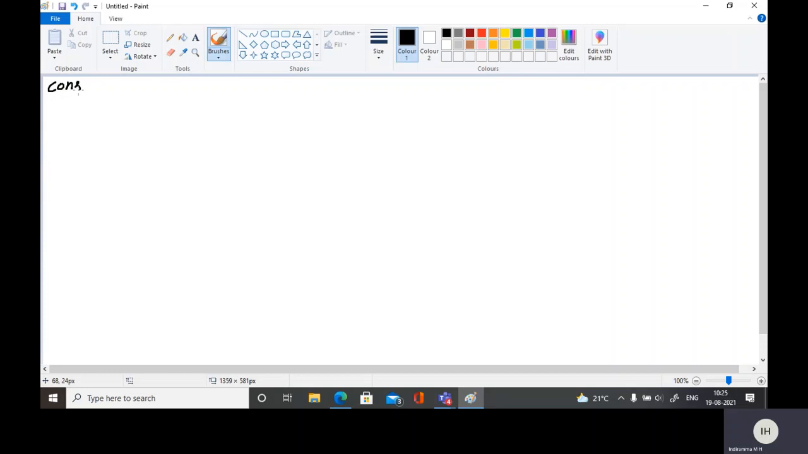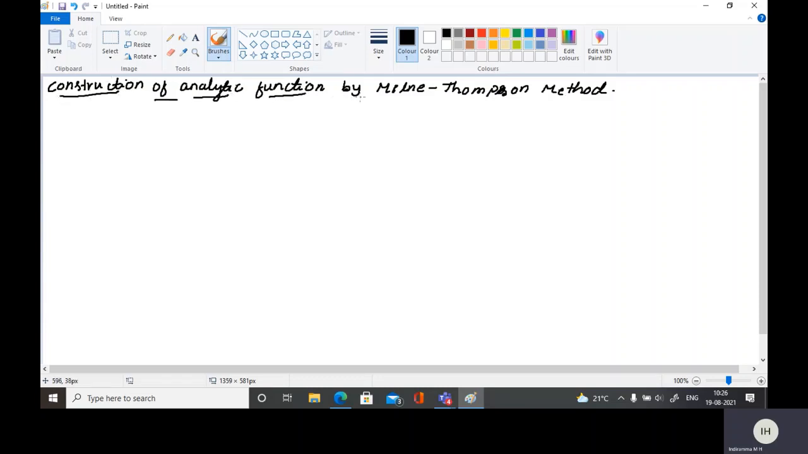Construction of analytic function by Milne-Thomson method. Milne-Thomson method. I will explain the procedure while solving the problem itself. Construction of analytic function by Milne-Thomson method.